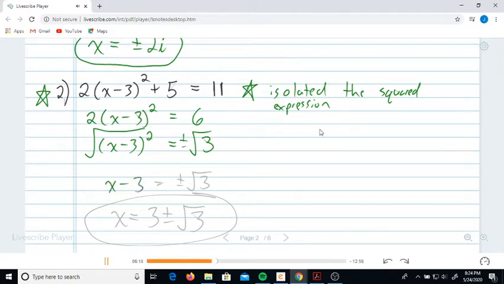Don't forget the plus or minus, so we get plus or minus square root of 3, and then we just need to add 3 to both sides. So 3 plus or minus square root of 3. There's our 2 solutions right there.